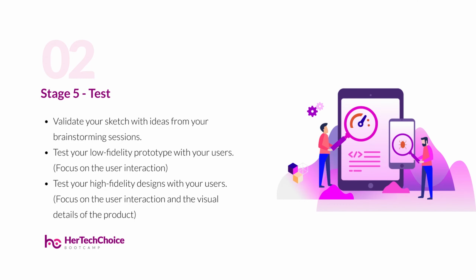The steps in testing: you validate your sketch with ideas from your brainstorming session. You test your low fidelity prototype with your user, that is, you focus on user interaction. Then you test your high fidelity designs with your users. This time you're focusing on the user interaction and the visual details of the product.